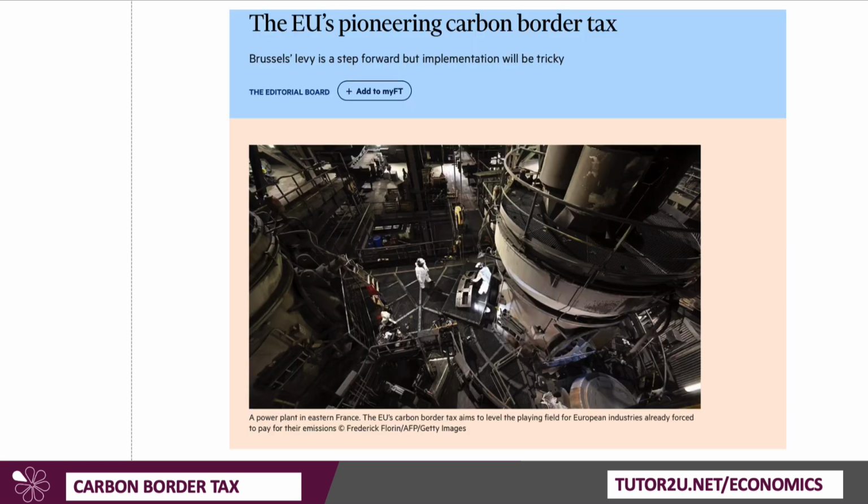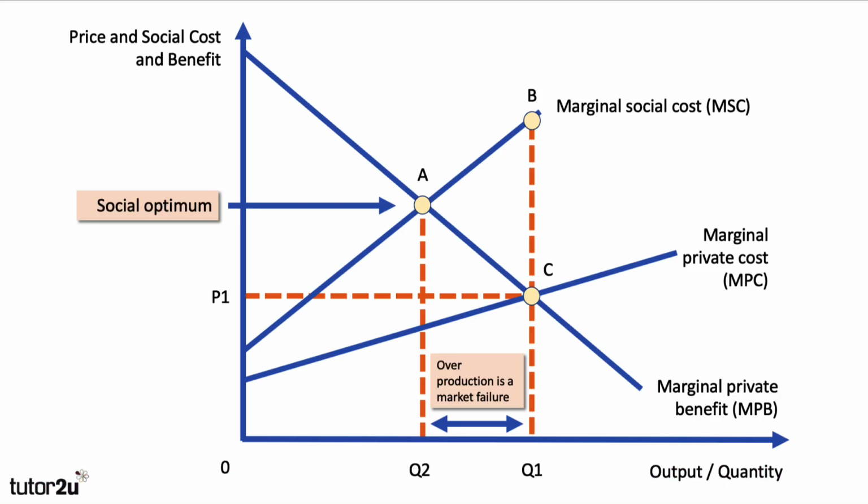Here's the announcement published here in the Financial Times. The EU's pioneering carbon border tax. Now, we know that external costs damage third parties. You will have covered market failure and externalities in your Year 12 economics course. But external costs, of course, sometimes the consumer and the producer don't have to pay, meaning the market output is too high. So in this diagram here, if we don't take into account the externalities, we end up at output Q1 instead of Q2, which is the social optimum.